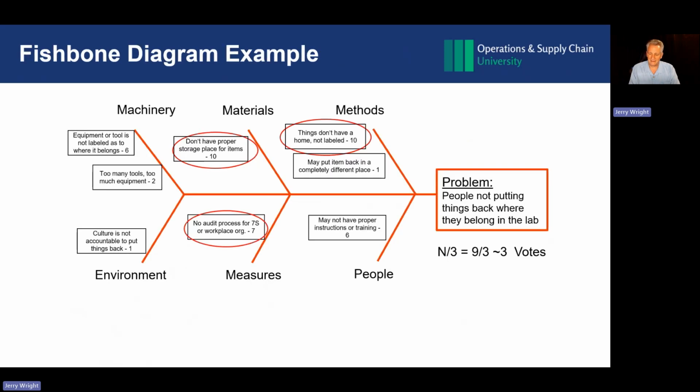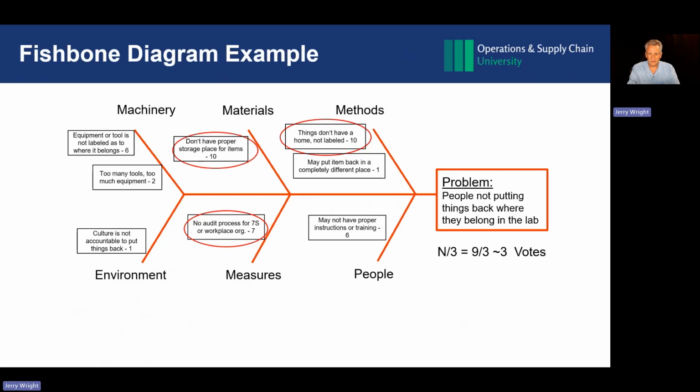This happens to be in the Lean Six Sigma Yellow Belt Toolkit. So there's an example of this if you don't want to have to create one from scratch. A little template's been done for you. And in this example, you can see the problem is people are not putting things back where they belong in the lab.